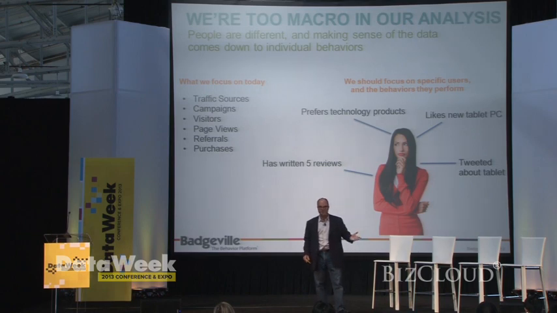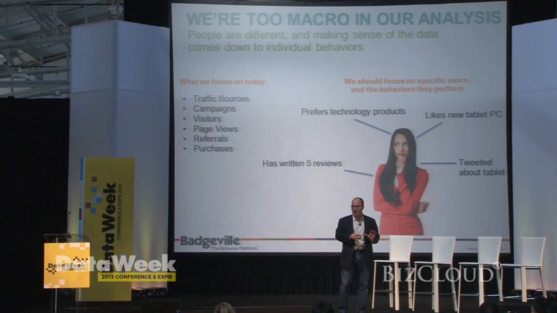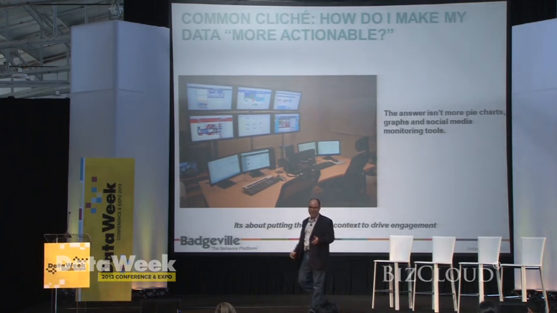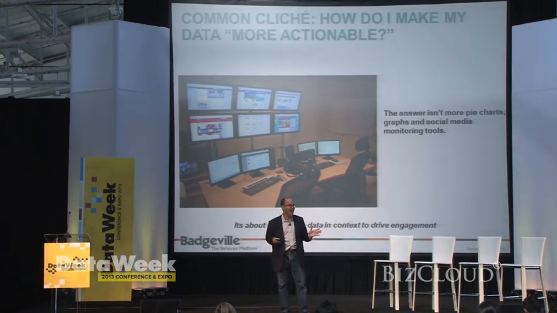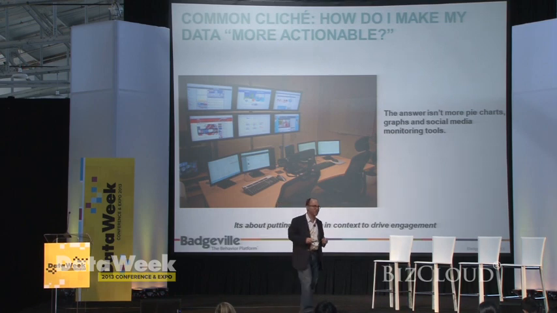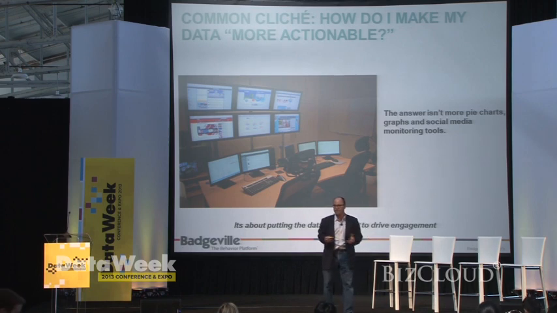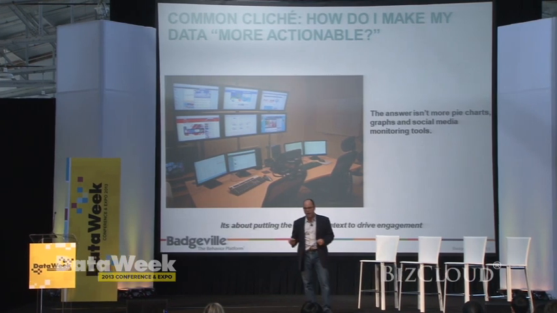So, do I like technology products? Have I written a review? Have I bought this thing before? All of these kind of things are important to understanding intent and figuring out what people are doing and trying to drive positive outcomes. So, a common cliche you hear all the time is, how do I make my data more actionable? And the answer isn't throwing up more views and more pie charts and all these kind of views. It's really about figuring out how to put the data in a context so you can figure out correlation and, if you're lucky and hit the jackpot, some causation.